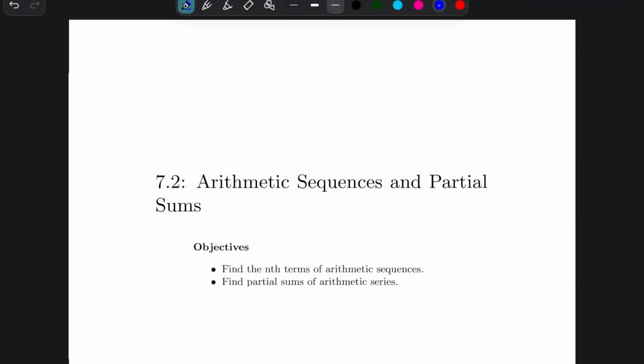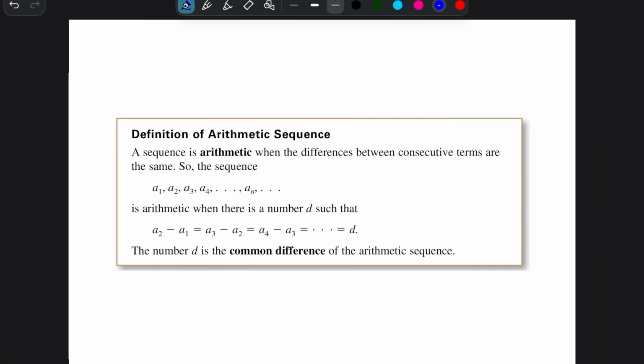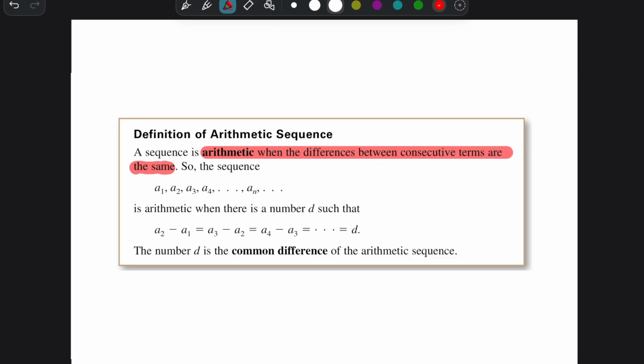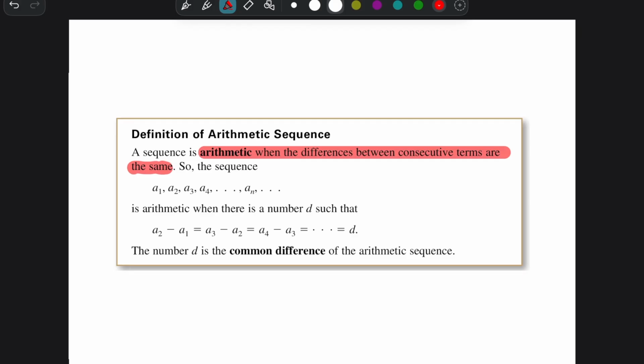Okay, gentlemen. 7.2 is over arithmetic sequences and partial sums. Let's define those to start with. So the definition of an arithmetic sequence: a sequence is arithmetic when the differences between consecutive terms are the same. So essentially what this means is that we are adding a constant to get to the next consecutive term. We call that constant that we're adding the common difference.